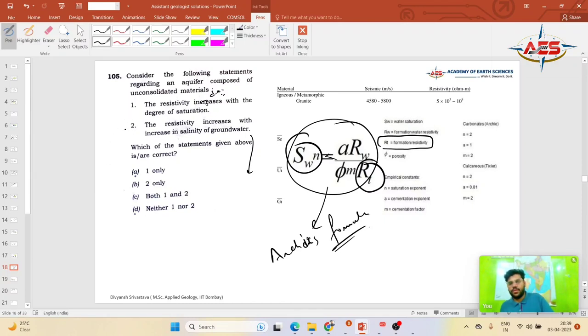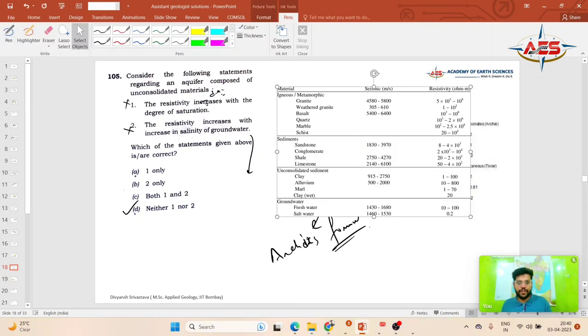So these two statements are correct, so the correct option is okay. And you can also see this data where different rocks, different sediments, unconsolidated sediments are shown and their resistivity is mentioned. Ab dekho clay alluvium clay kitni kam values hai, while for crystalline rocks the values are very much high because it is something related to degree of saturation or the porosity.